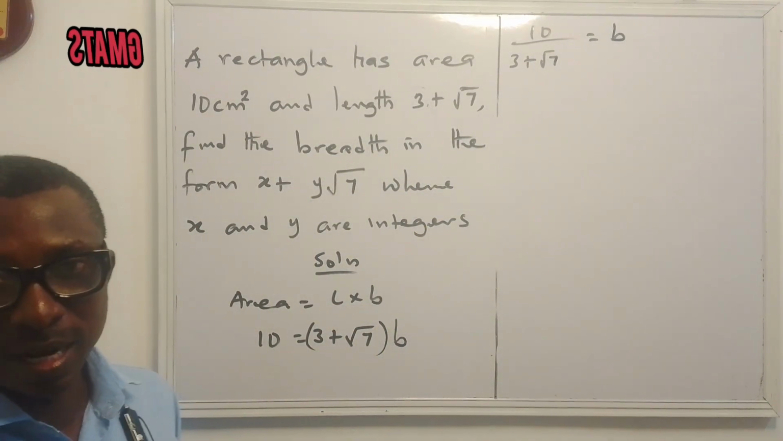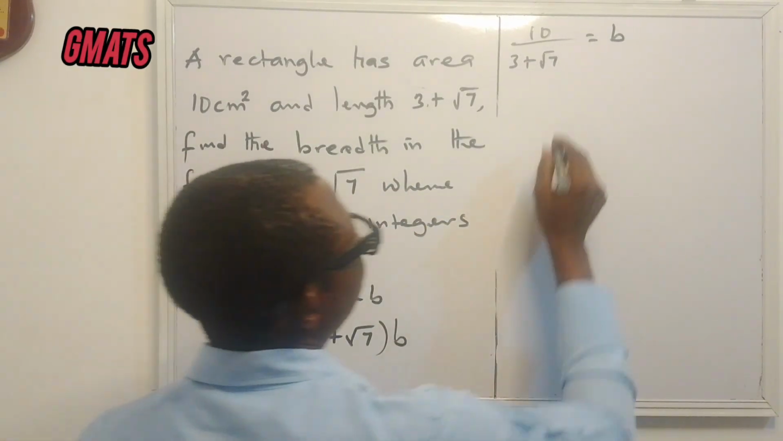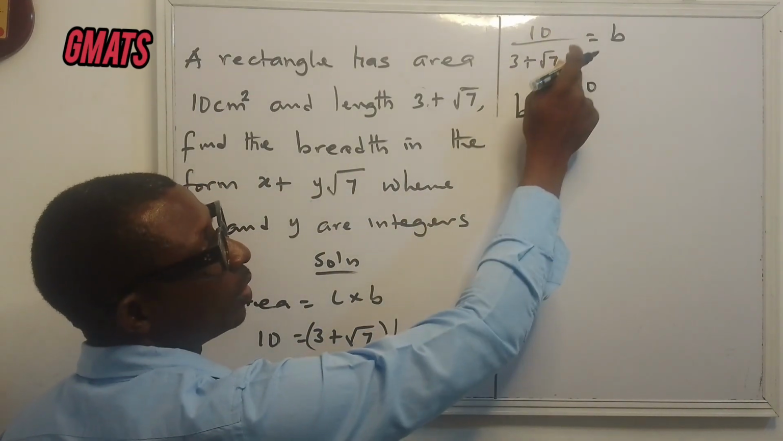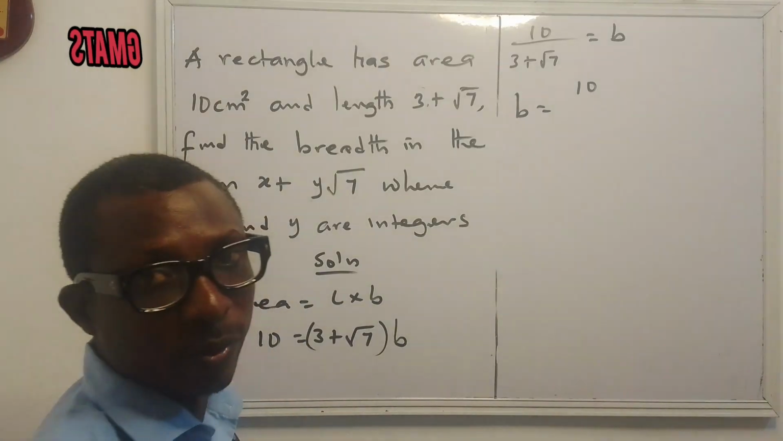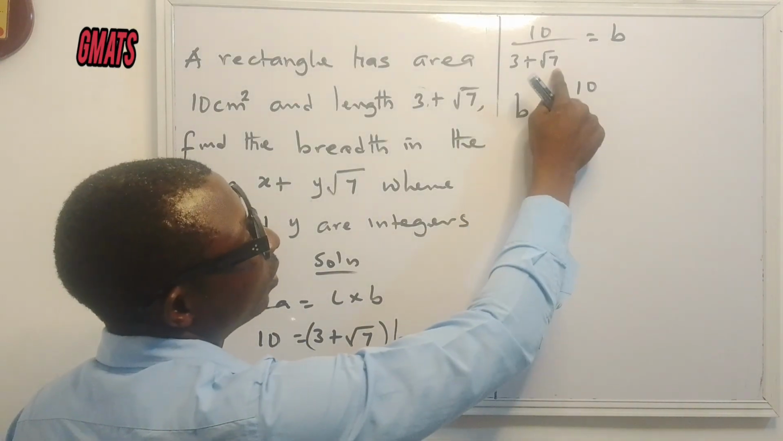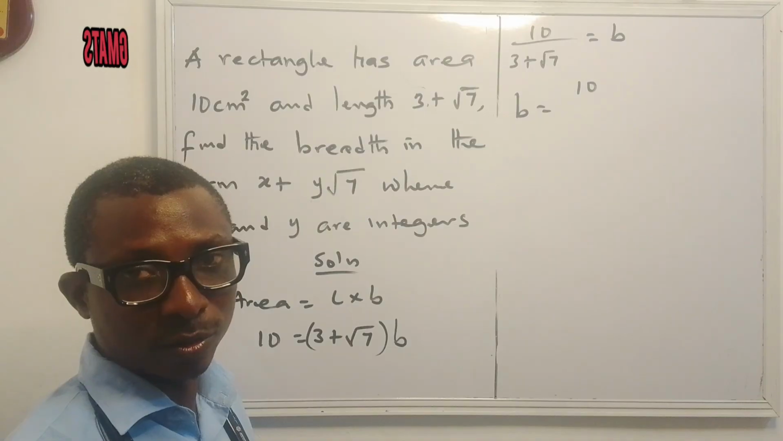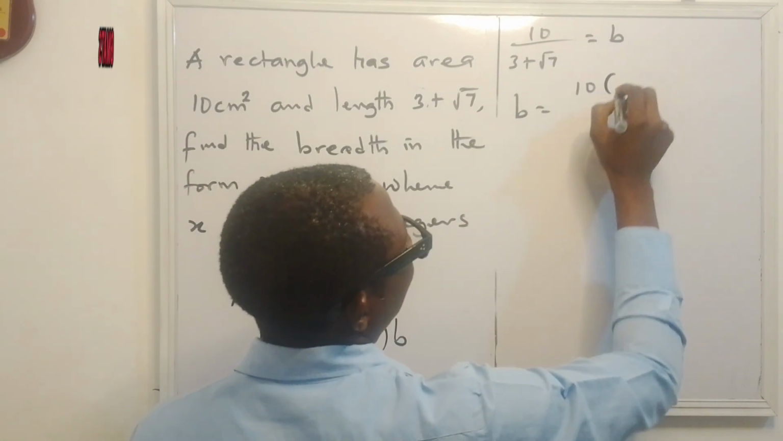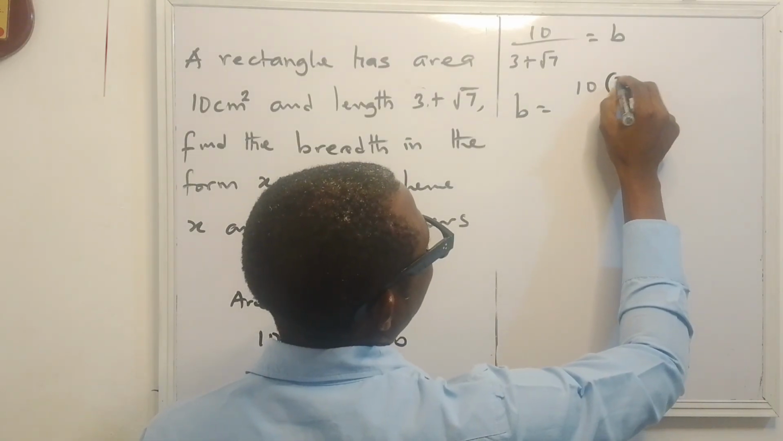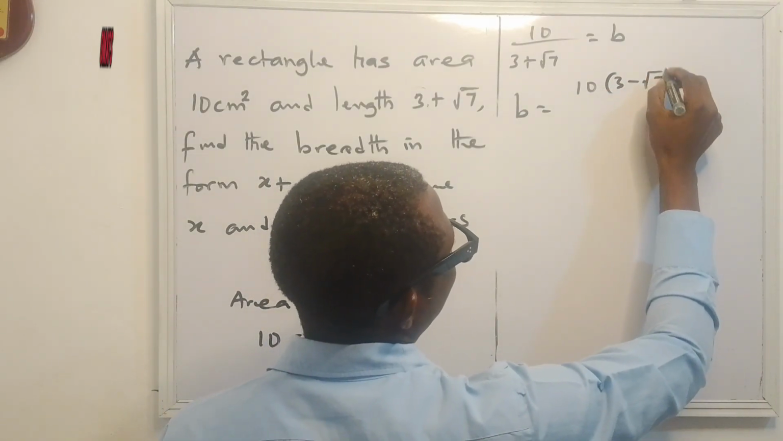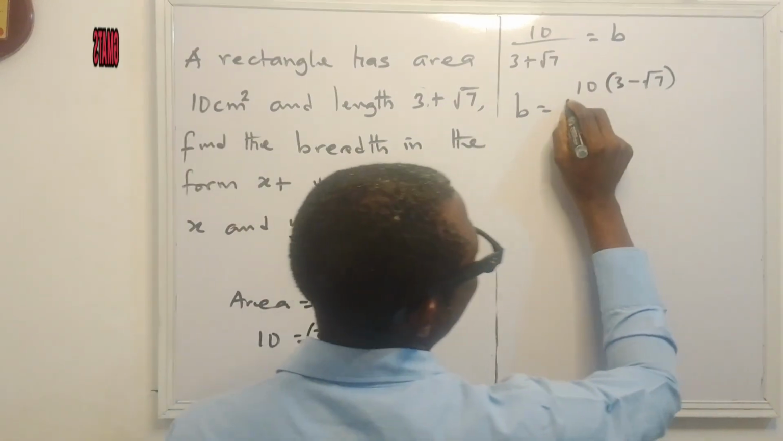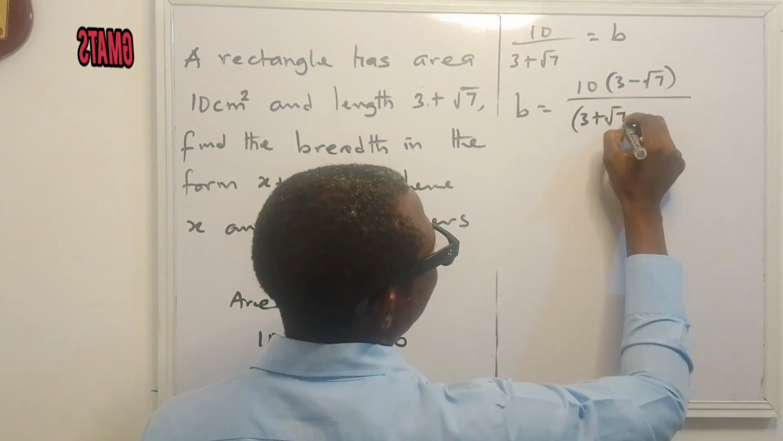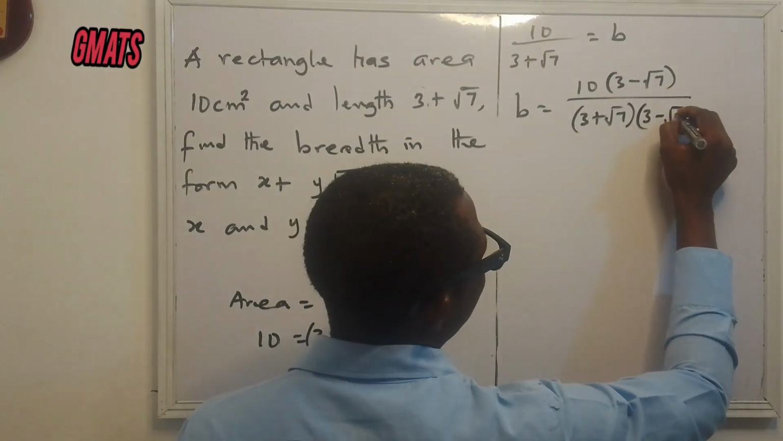Now the next thing is to rationalize the denominator. So you have b equals 10 over 3 plus square root of 7. Now you multiply the numerator and the denominator by the conjugate of the denominator. The conjugate of this denominator is 3 minus square root of 7. So I'm multiplying 10 by 3 minus square root of 7, and I'm going to do the same thing to the denominator. So I have 3 plus square root of 7 times 3 minus square root of 7.